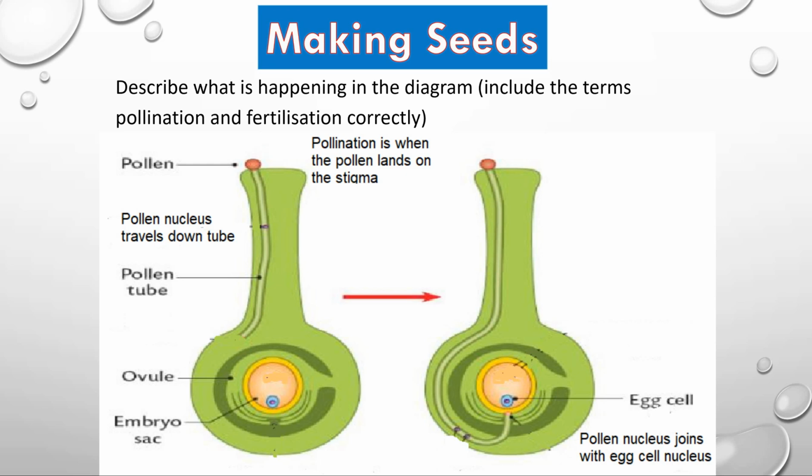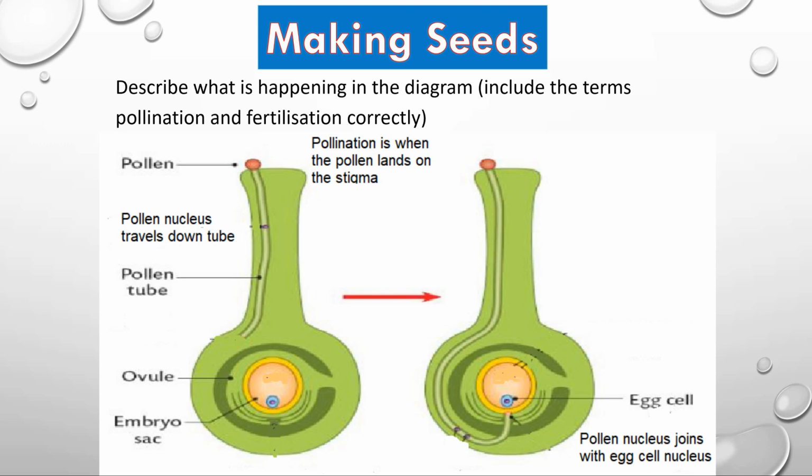Because you're going to be making some model seeds and then you're going to be testing them and investigating how the time it takes for the seed to fall is dependent on the size of the wing. So a little bit more about that in your next lesson. So this lesson is going to finish up the work on reproduction in flowering plants.